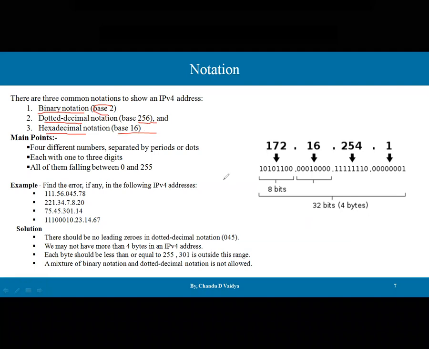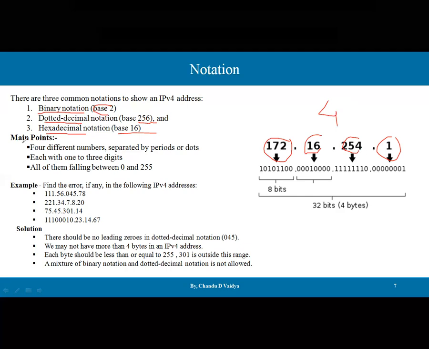If you go with the IP address, let's say an IP address comprises 4 octets. Let's say this is the first octet, this will be the second, this will be the third, and this will be the fourth. Every octet is 8 bits in size, so an octet is called 1 byte. So there will be 4 octets or 4 bytes.